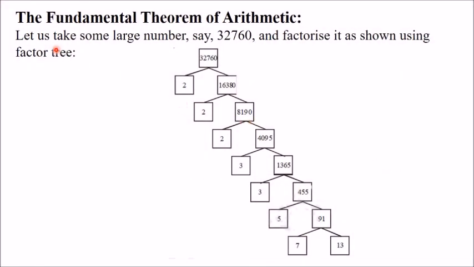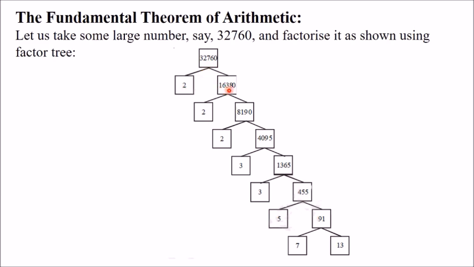Today we'll discuss an easy but very important theorem, the fundamental theorem of arithmetic. To understand this, let us take some large number, say 32760, and factorize it as shown using factors of 3. 32760 is written as 2 into 16380.